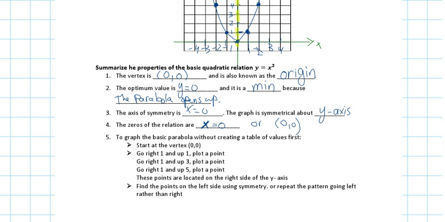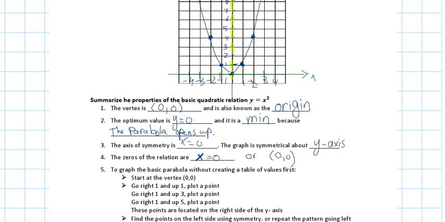To go to my next point, what did I have to do? How much did I have to go up by, and how much did I have to go over by? 1 and 1. So I had to go up by 1, over 1, yes? And then go up 1, over 1 to both sides because of the symmetry, yes? So I started at the vertex, I went up 1, over 1 to either side because of my symmetry.